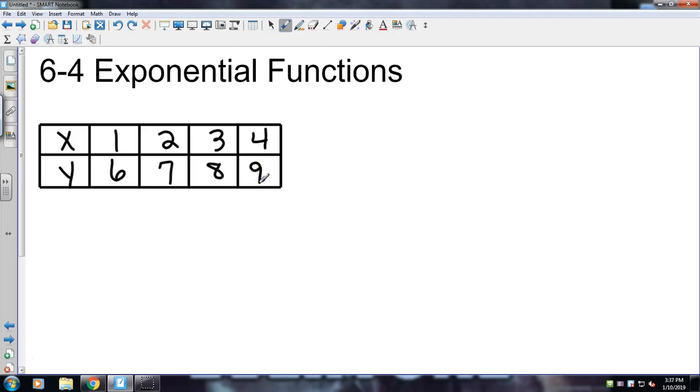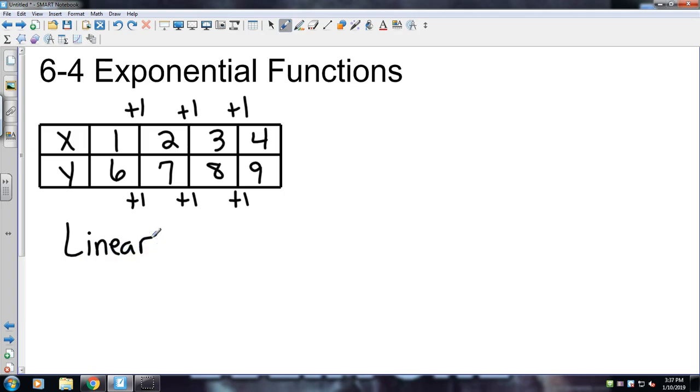Remember that linear functions were going to go up or down in the same amount. Okay, so this one would be linear. I'm having some trouble with that half. So this one would be linear.